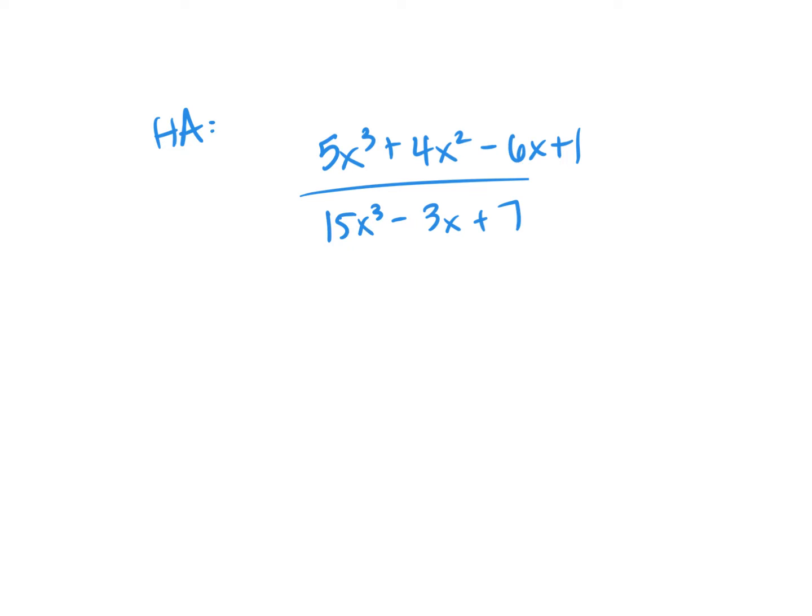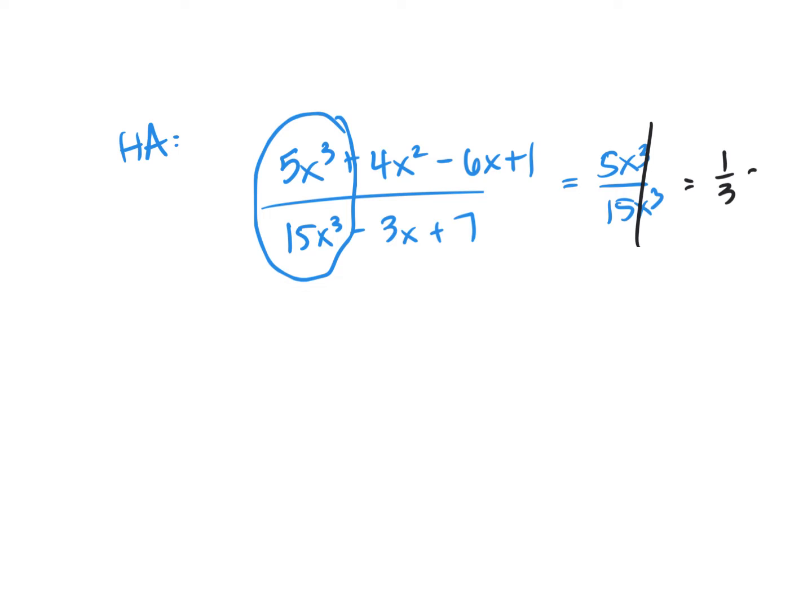Quick horizontal asymptote crash course. You always compare the biggest exponents. And when they match, these are our easiest. We're left with 5x cubed over 15x cubed. The x cubes cancel, and I'm left with 5/15 or 1/3. And that's going to be my horizontal asymptote.